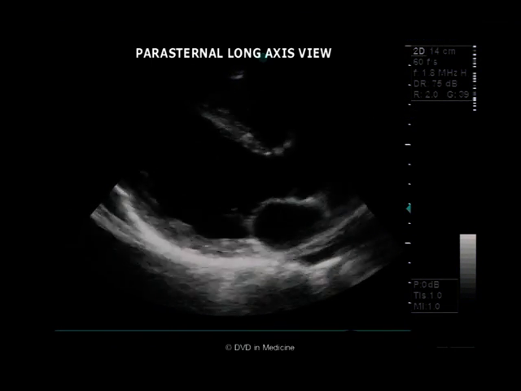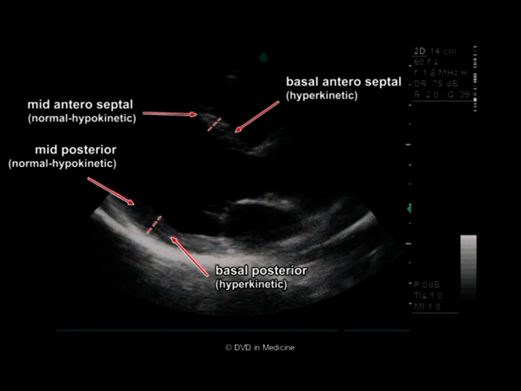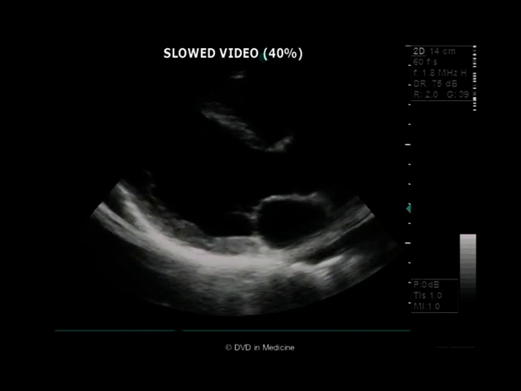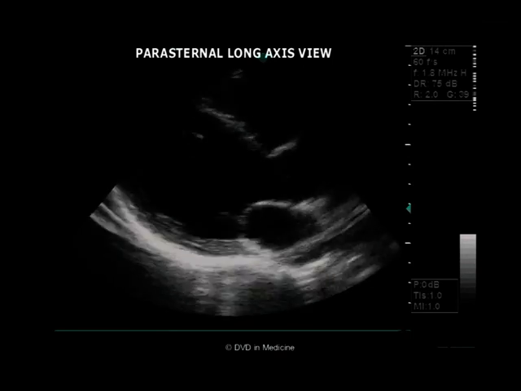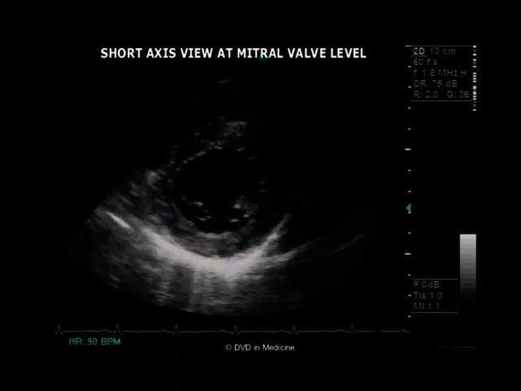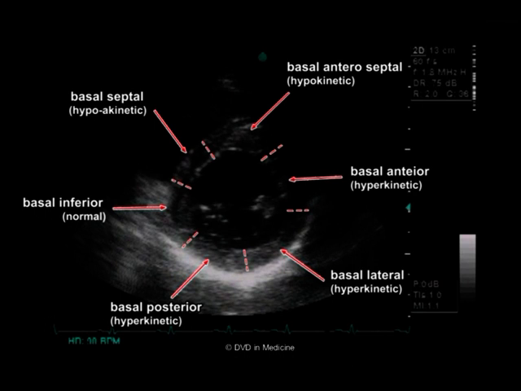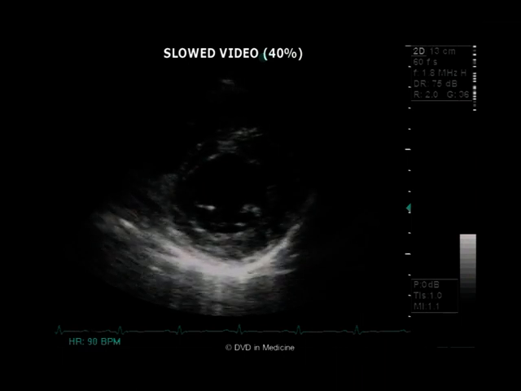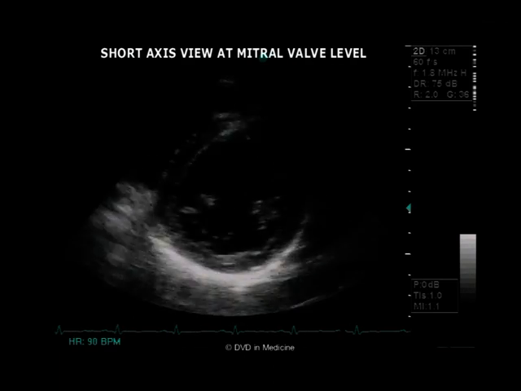The parasternal long axis view. The wall motion abnormalities are shown in the picture. Slowed video. The left ventricular contractility in real time. The short axis view at mitral valve level. The wall motion abnormalities are shown in the picture. Slowed video. The left ventricular contractility in real time.